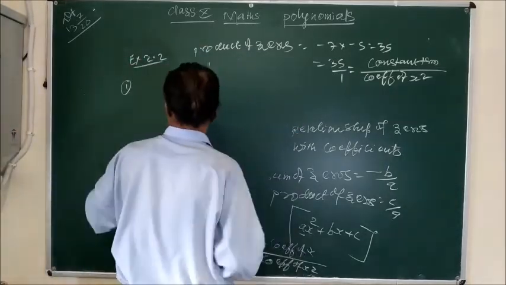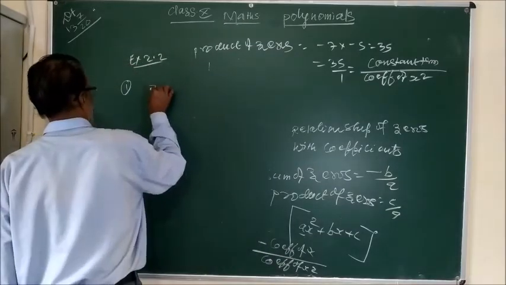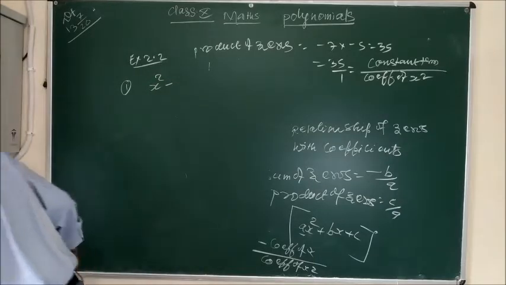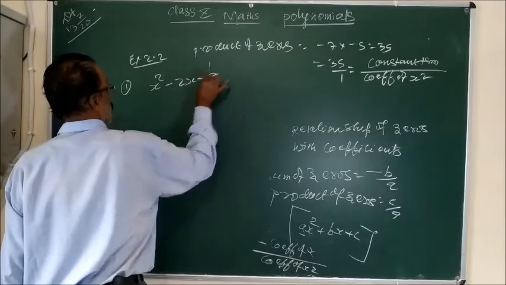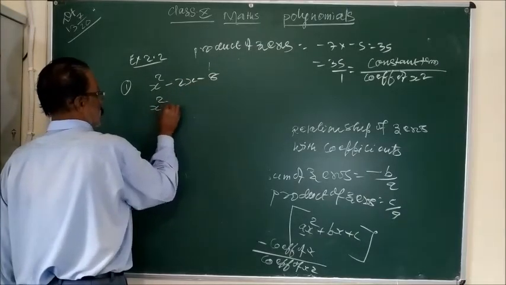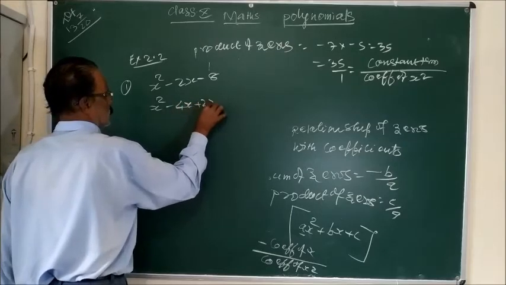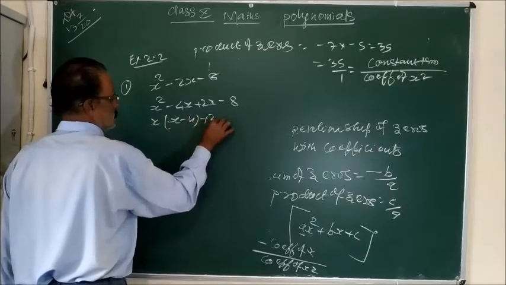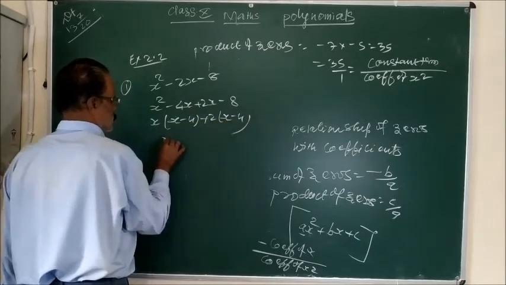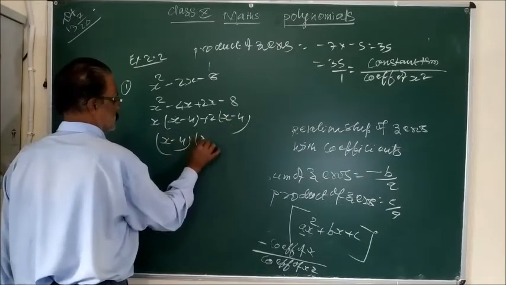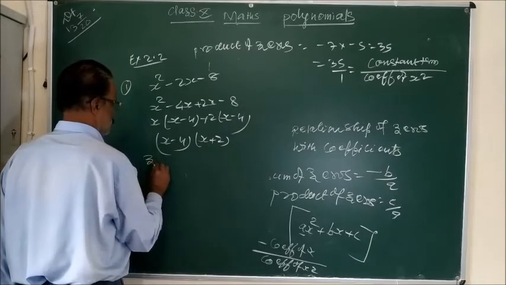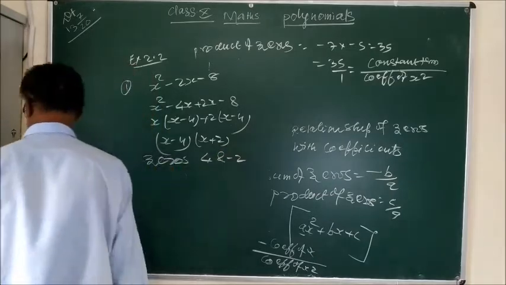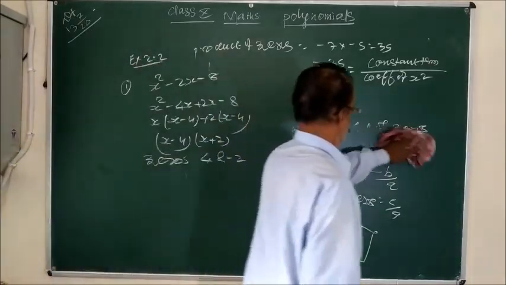Now you see 2.2. One question is x squared minus 2x minus 8. You have to find the zeros. Split into 4x and 2x and factorize. Now you see x common, x minus 4, and 2 common, x minus 4. So x minus 4 and x plus 2. What are the zeros? Zeros are 4 and minus 2. These are the zeros.